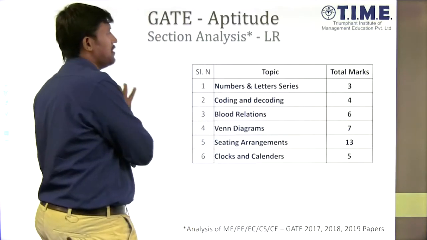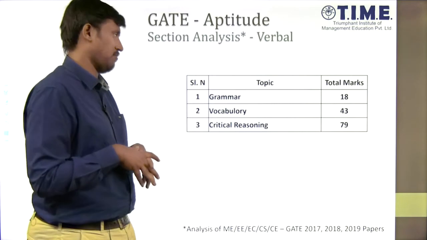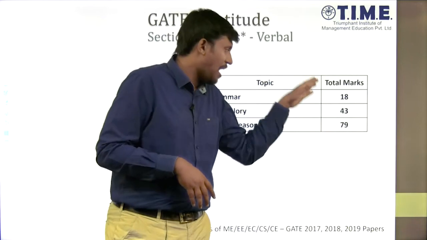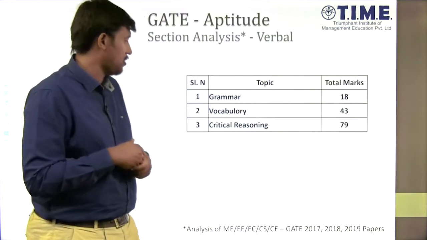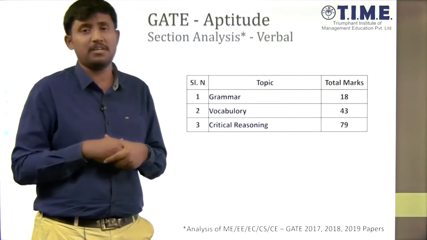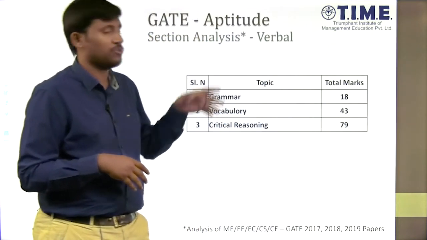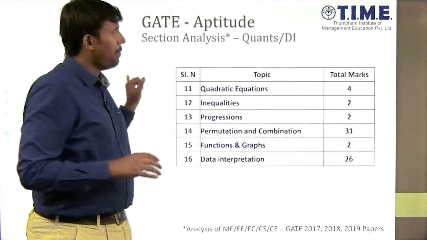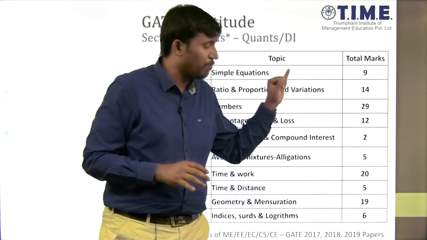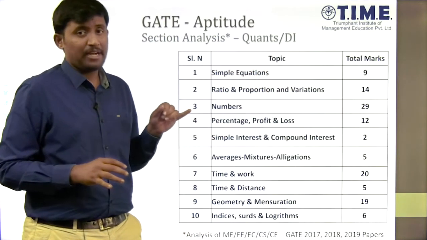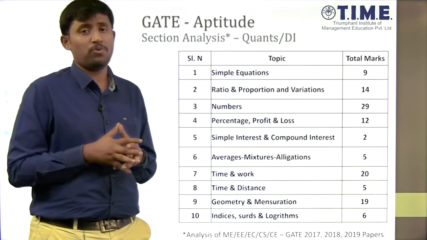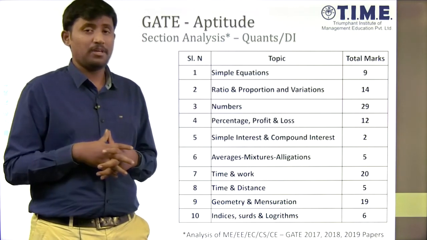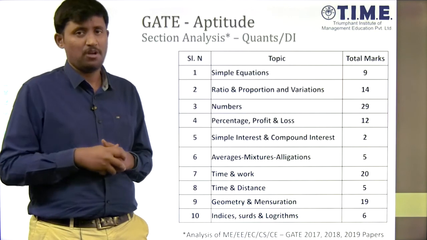Now when it comes to the verbal section, the verbal section itself has only 3 subsections. One is the grammar part, which has a comparatively lower weightage. But when it comes to vocabulary and critical reasoning, these are very important sections in the verbal part in GATE. So these topics may be very, very important in terms of your preparation, and your performance in aptitude will be seriously important when it comes to your final mark or your final position with respect to GATE.